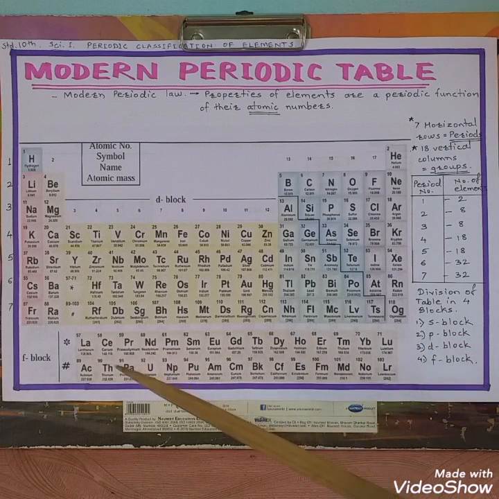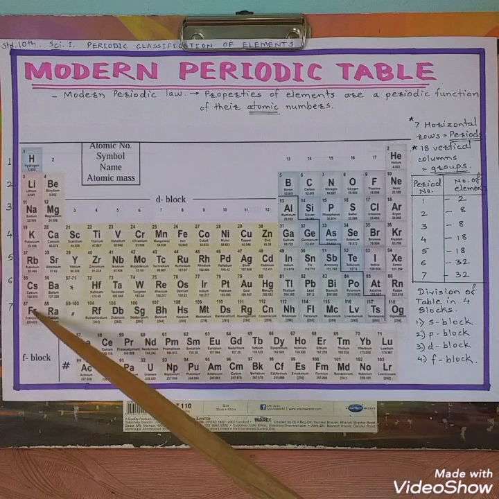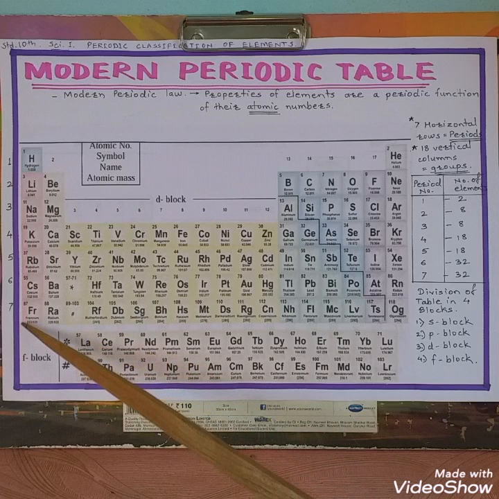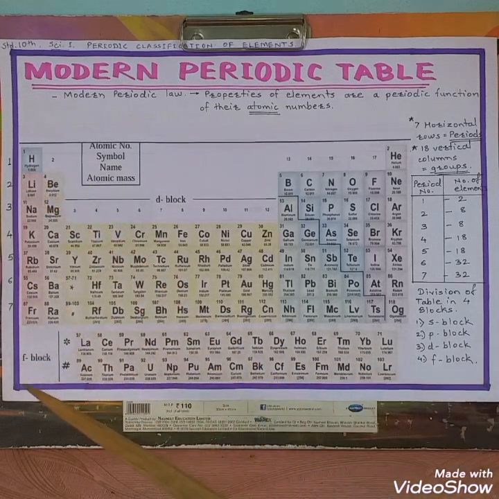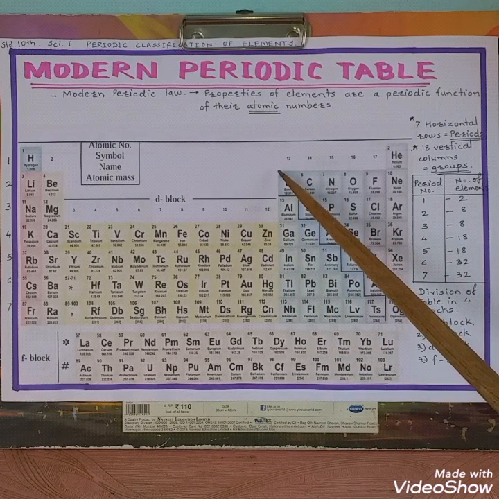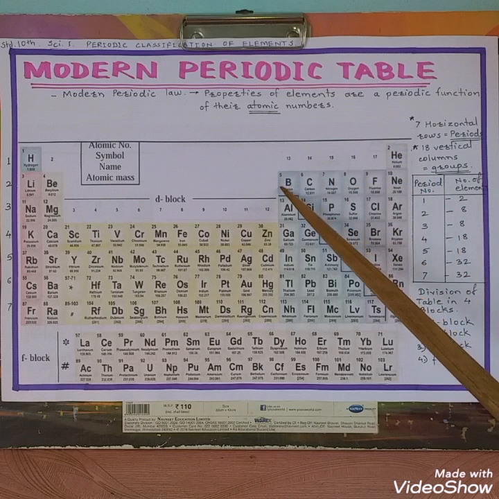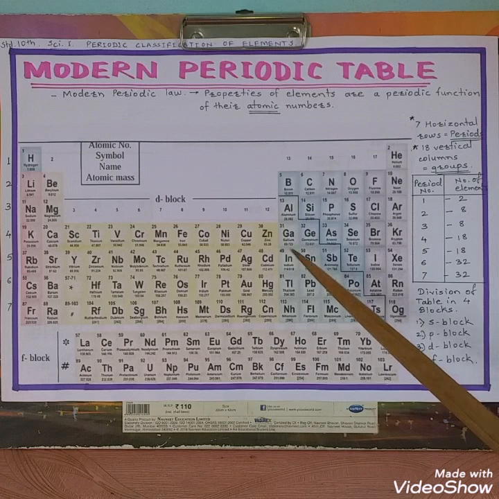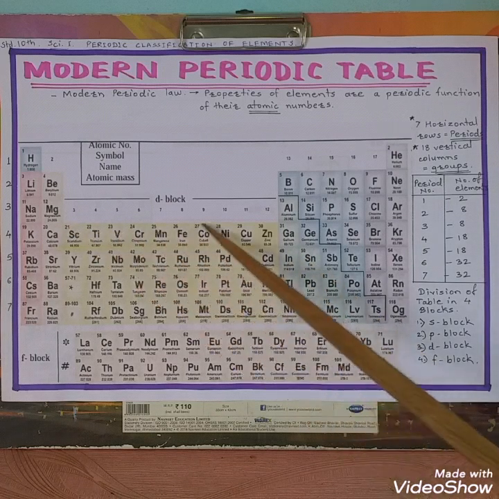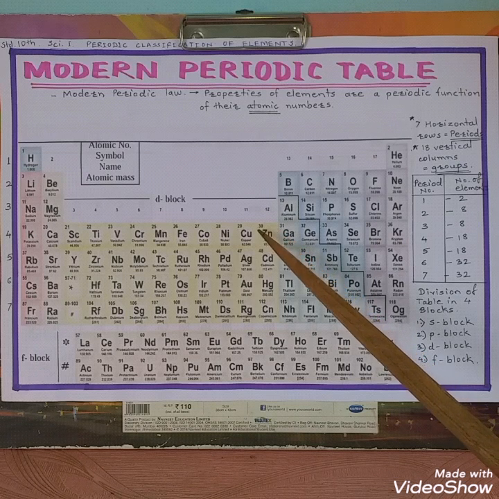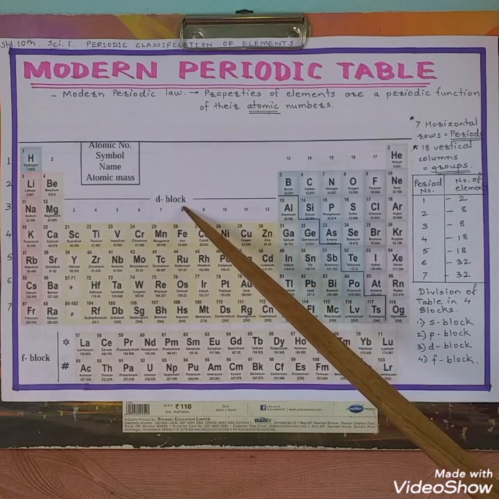How? Now see here, group number 1 and group number 2 are totally considered in S block. Then group number 13 to group number 18, these are all considered into the P block. From group number 3 to group number 12, these are all considered in the D block shown here.